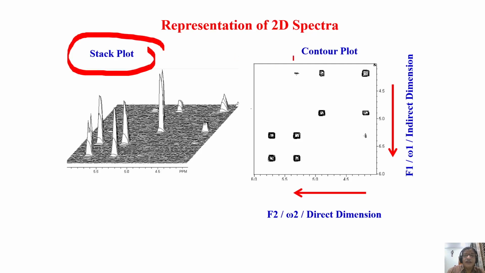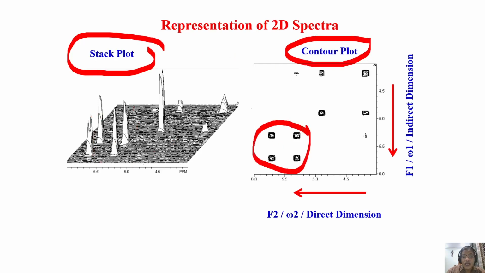This is a stack plot. This is called a contour plot. See each peak here. For example, 1, 2, 3, 4 peaks are there. They are represented as contours here. In this 2D spectrum, it is exactly similar to this. But what you saw as vertical peaks with some line width in the one-dimensional spectrum, the same thing has been converted into a sort of contour, like concentric circles, one within the other. Several circles are there.